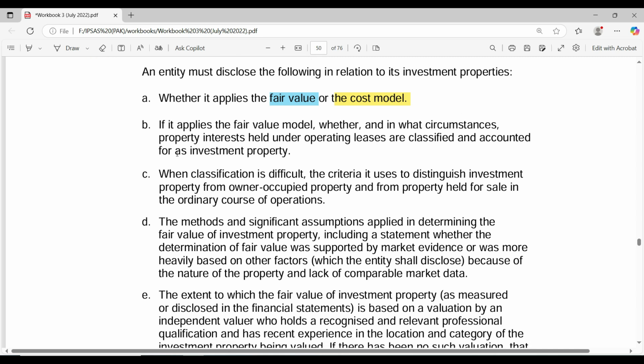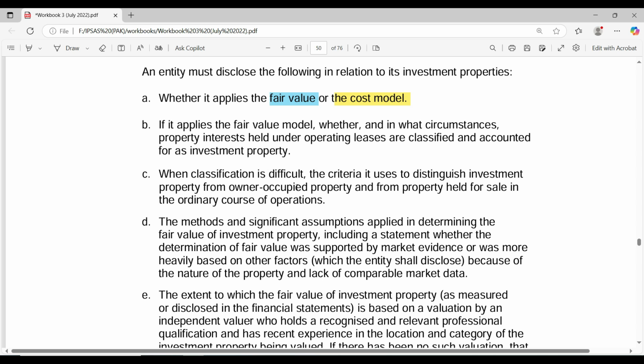Here are the other disclosures. For example, if it applies the fair value model, whether and in what circumstances property interests held under operating leases are classified and accounted for as investment properties. It should be described. It should be disclosed. When classification is difficult, the criteria it used to distinguish investment properties from owner-occupied properties and from property held for sale in the ordinary course of operations.